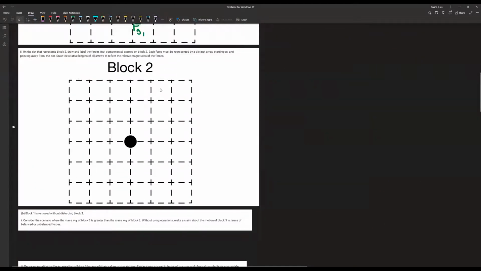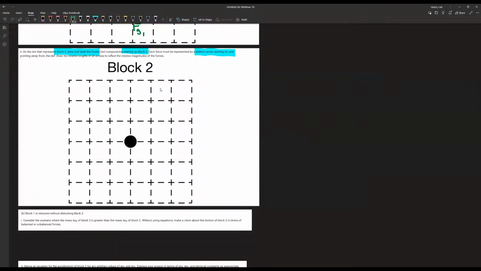Okay, so now we're going to draw the forces that are exerted on block 2. So again, we're drawing a free body diagram for the forces acting on block 2. I'll use the highlighter, I just realized. Okay. Draw and label the forces. And then each force must be represented by a distinct arrow starting and pointing away from the dot. This time I'm going to highlight the whole sentence. And draw relative lengths for the forces here.